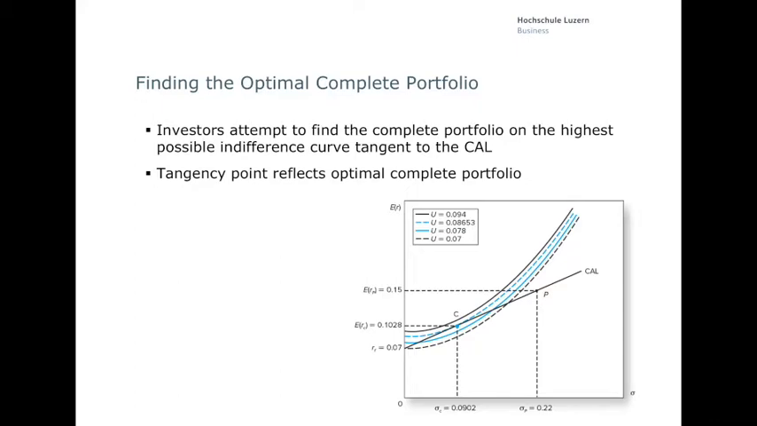As a next step, we can identify the highest possible indifference curve that still touches the capital allocation line. The resulting tangency point corresponds to the standard deviation and the expected return of the optimal complete portfolio. The graph reveals that the indifference curve with U equal 0.08653 is tangent to the capital allocation line. The tangency point corresponds to the complete portfolio that maximizes utility.